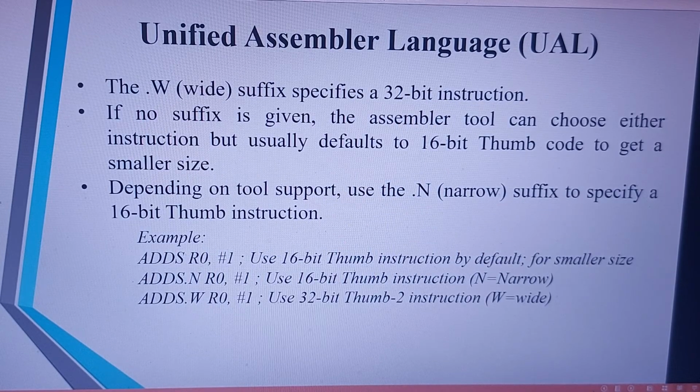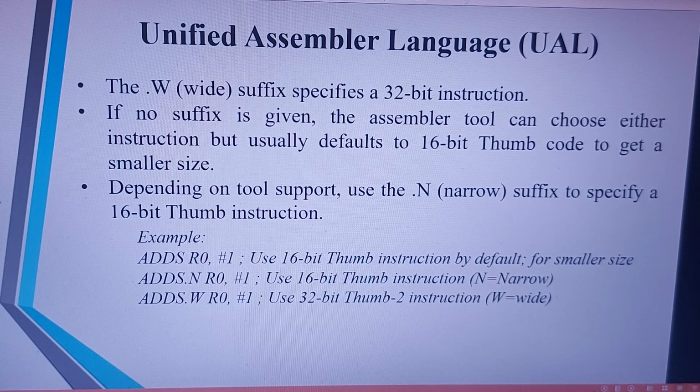In UAL, we can also define the width of the instruction by applying a suffix. Here we can see there is a .w, a wide type of suffix, which specifies that it is a 32-bit instruction. If no suffix is given, then the assembler has a choice between 32 and 16-bit instructions. But by default, it will always choose 16-bit, because that consumes less memory and is better in terms of code density.